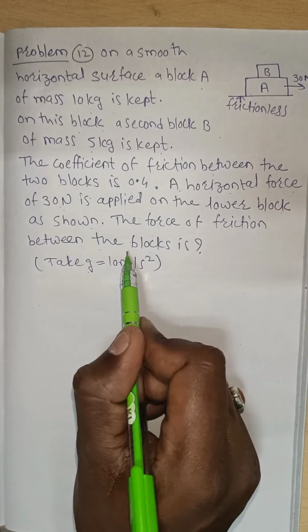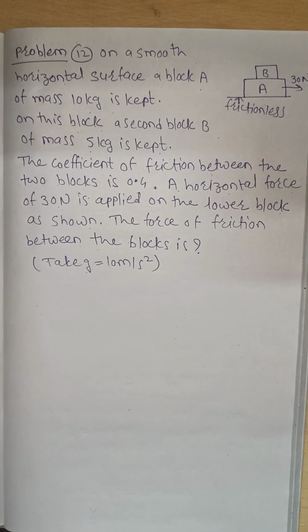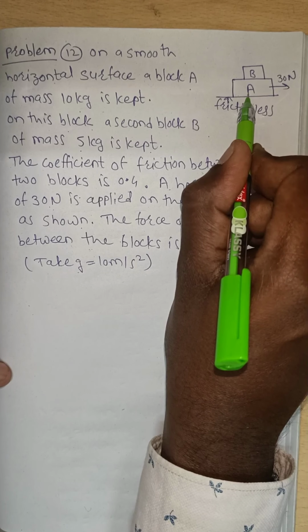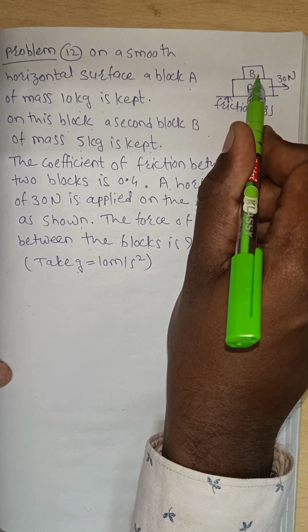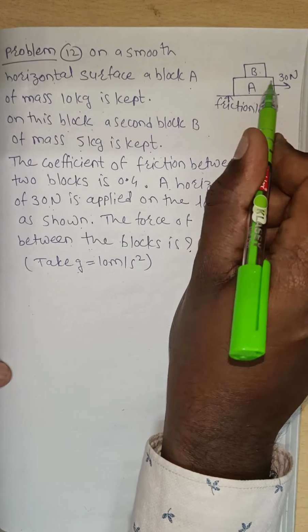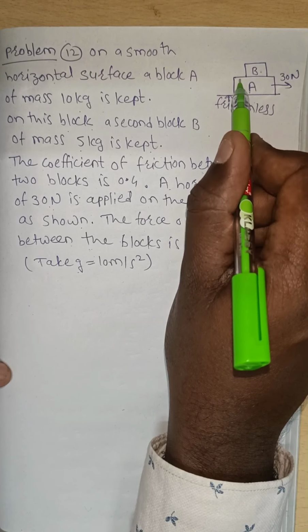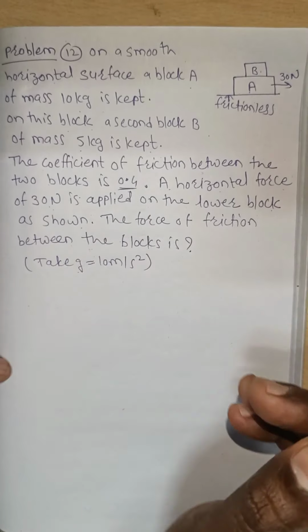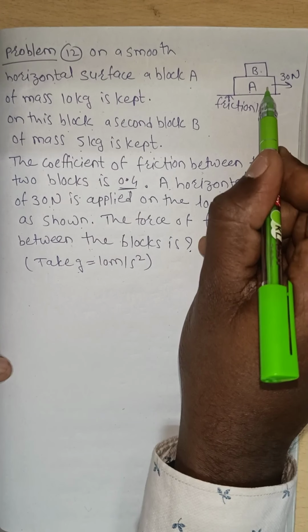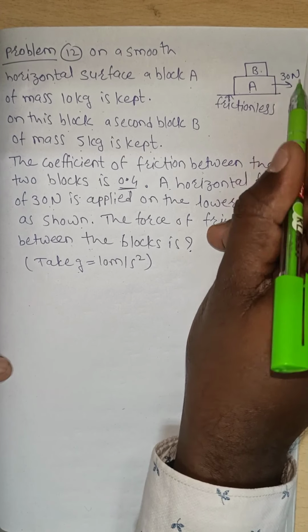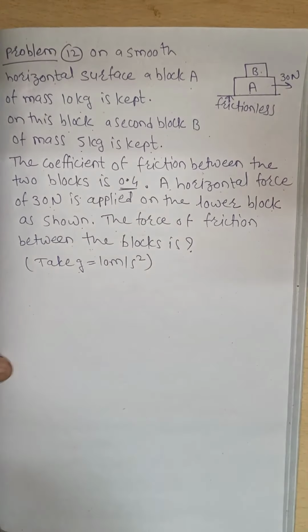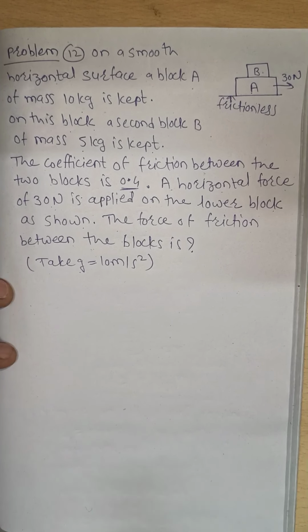The force of friction between the two blocks is asked. Here, block A has a mass of 10 kg. On that block, the second block is put, having a mass of 5 kg. The coefficient of friction between the two blocks is given, that is 0.4. On the lower block we apply a 30 newton force. Then we have to find out the force of friction between the two blocks.